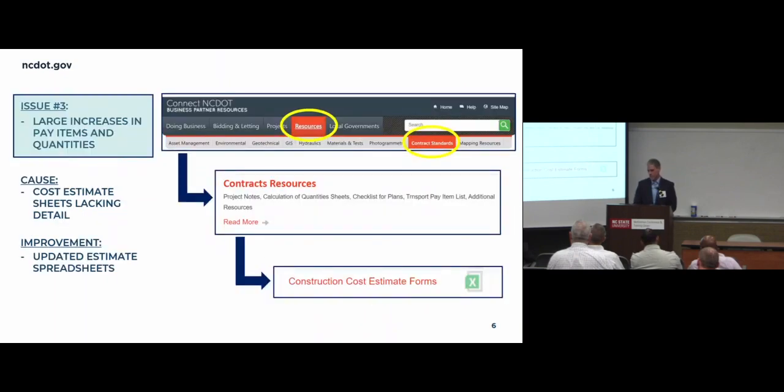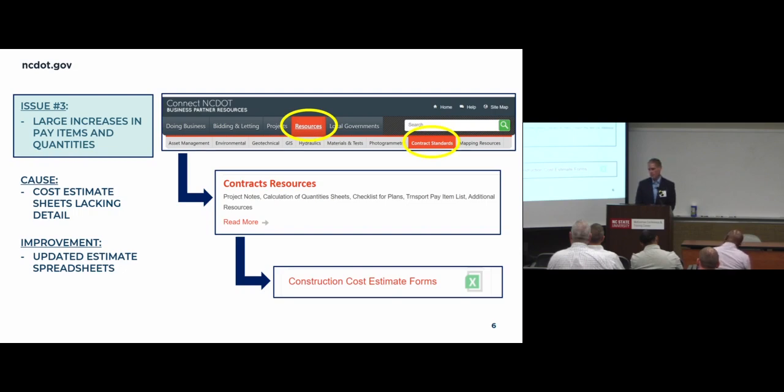And the last issue that I'll touch on here is that we've seen significant increases in our pay items and quantities as a project progresses through design, particularly at the plan in hand stage. We've met several times recently with project management to discuss this issue, and the consensus is that our cost estimate spreadsheets were lacking in the detail that we were looking for, and that if we didn't specifically request that detail and ask for it, we were not going to get it.